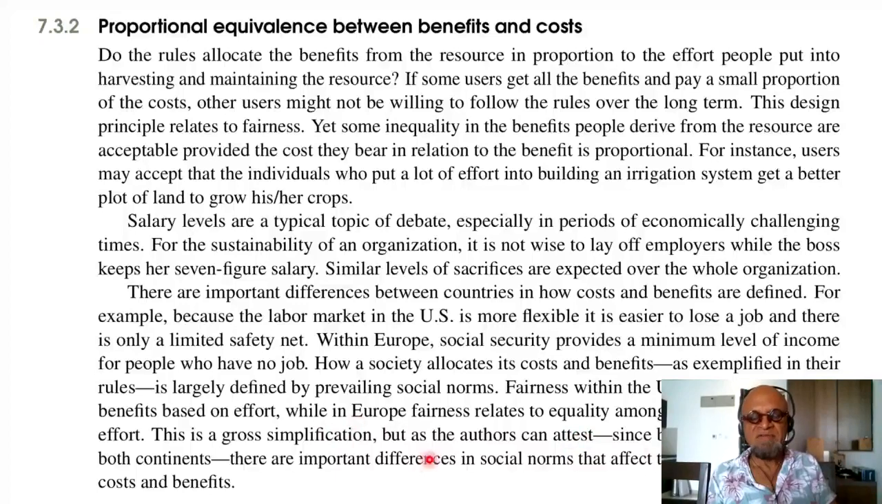This is a gross simplification, of course, but as the authors can attest, since both of us have lived on both continents, so they are Europeans who have lived in the US, there are important differences in social norms that affect the rules on allocation of costs and benefits. Of course, what's not discussed here is how those social safety nets are provided.